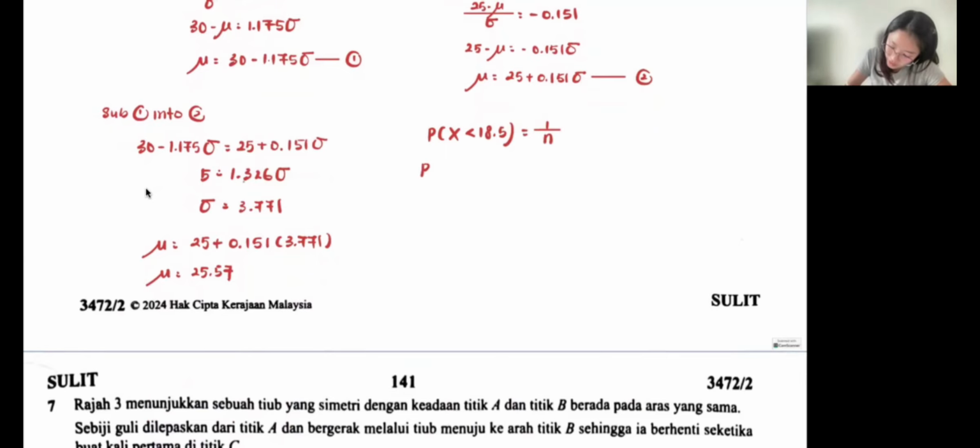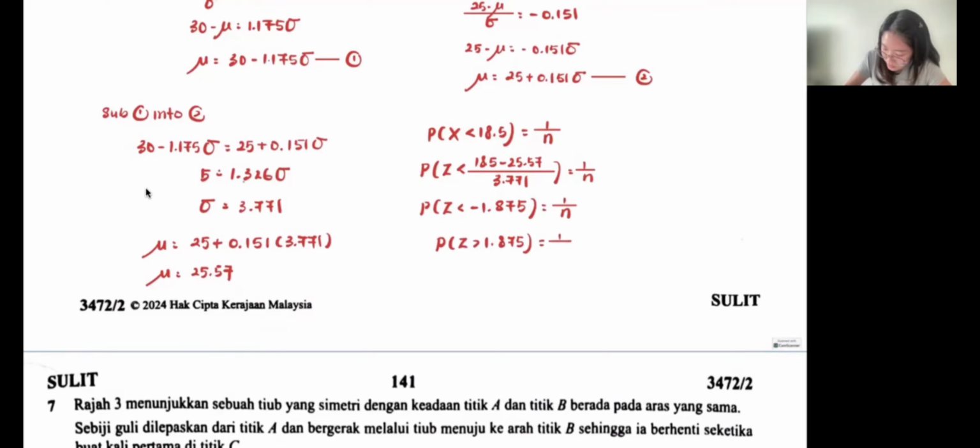Then same thing, standardize. We're going to do the same thing again. This time you have mean and standard deviation already. So z lesser than (18.5 minus 25.57) divided by 3.771. This is negative 1.875. Just write 3 decimal places, enough already, because in your table, you cannot see so many decimal places, only 3. Whenever you have lesser negative, you flip it over to the upper tail.